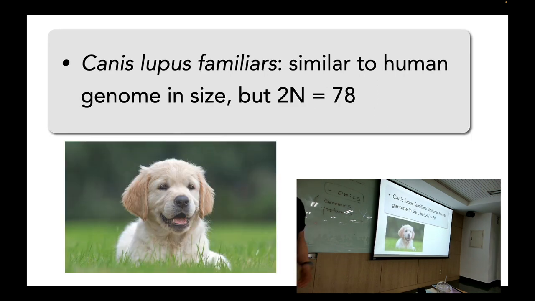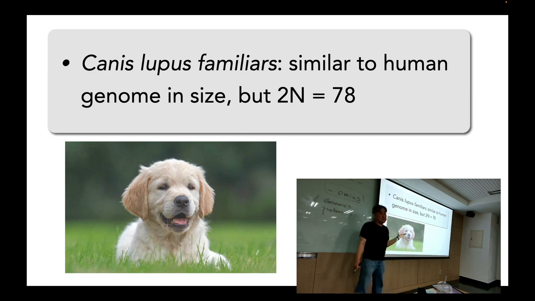For example, I love retrievers. But anyway, this Canis lupus familiaris is a dog. The dog's genome is 2N equals 78. Although the actual human genome size and the dog's genome size in comparison are very similar, probably something like 3 billion nucleotides, their genome, unlike ours, is described as 2N equals 78.